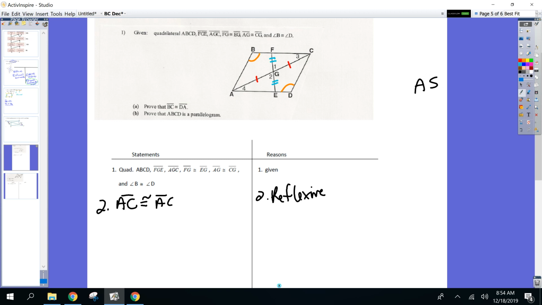So we got a side. Need something else. Because as you know, the third pair is usually the toughest, right? Is there anything up there that you see that I could do that would give me another pair of angles or sides?